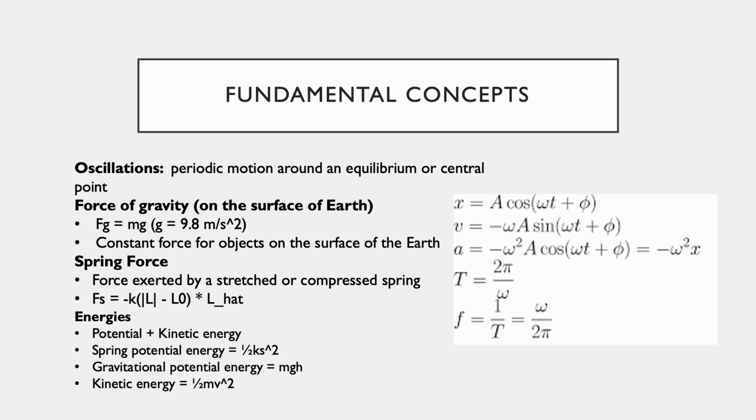The spring force is created when a spring compresses or stretches and is calculated by multiplying the k constant value by the length of the compression or stretch times the normal vector of the stretch. Additionally, energies are calculated during the oscillation, and the energies in action in this experiment are spring potential, gravitational potential, and kinetic energy.